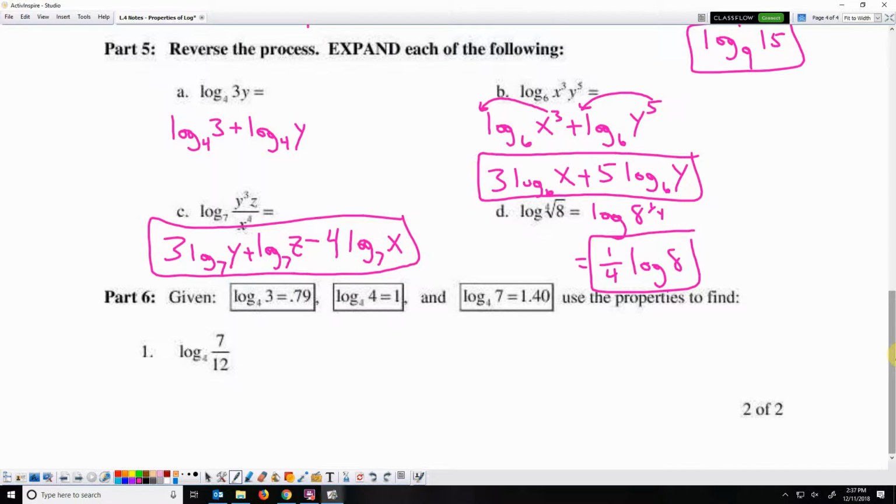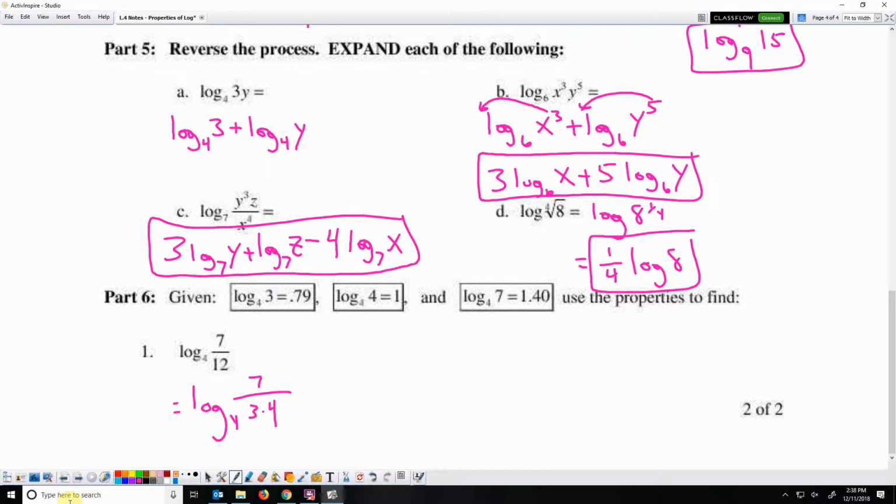And last, evaluate log base 4 of 7 over 12 using this information. I have a value for log base 4 of 7. I don't have a value for 12, but I have a value for 3 and 4, so I can rewrite this as log base 4 of 7 over 3 times 4.